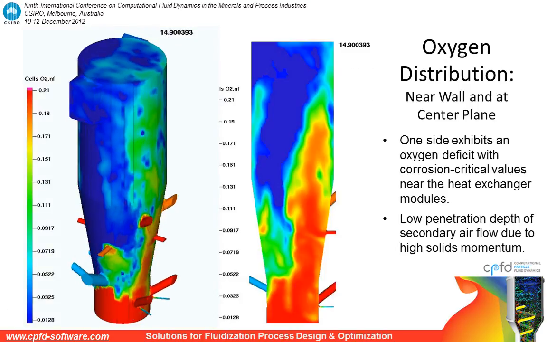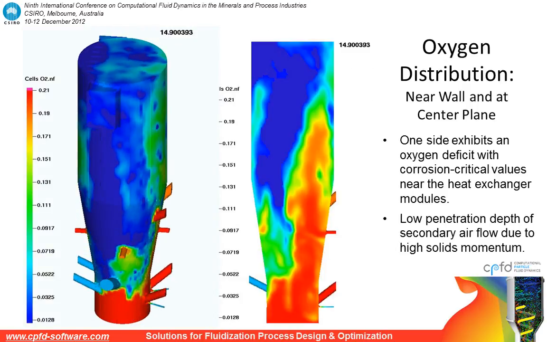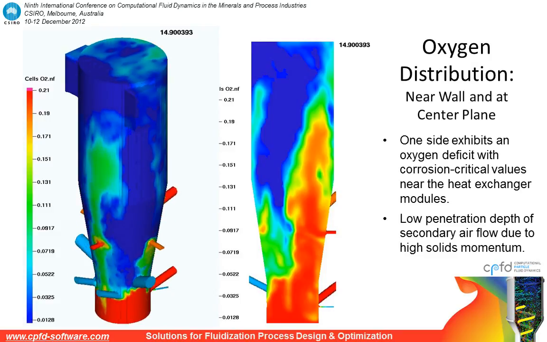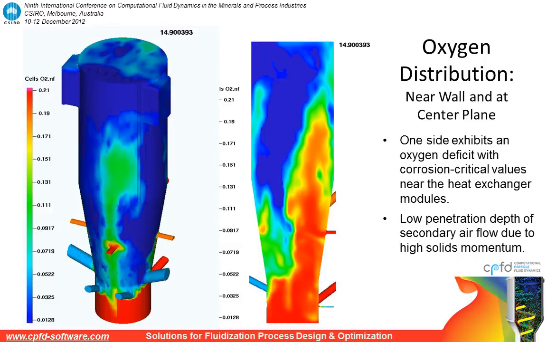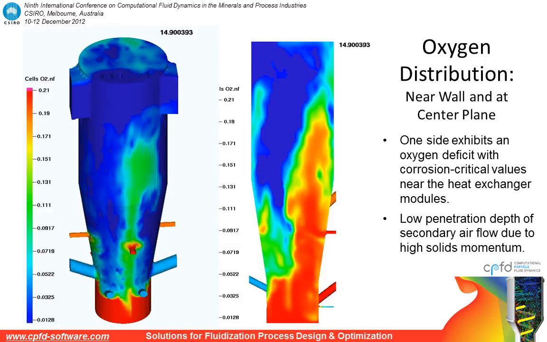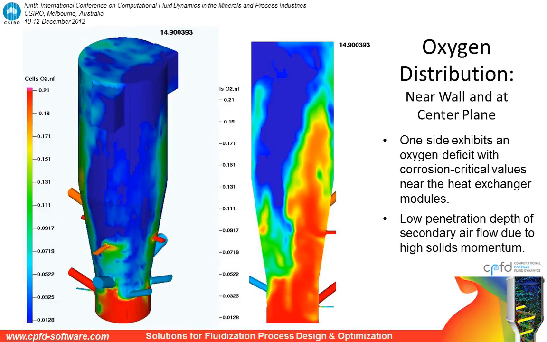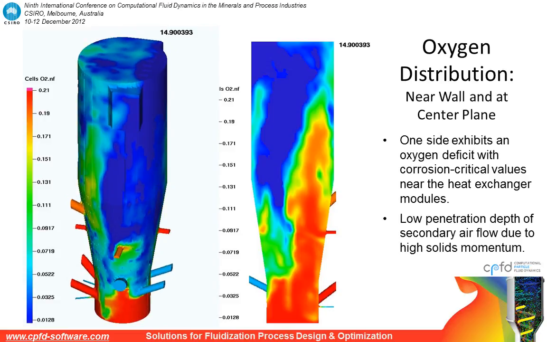When we look at oxygen distribution, both near wall and on the center plane, we can see that one side exhibits an oxygen deficit with corrosion critical values near the heat exchanger modules. There's a very low penetration depth of secondary airflow due to high solids momentum.